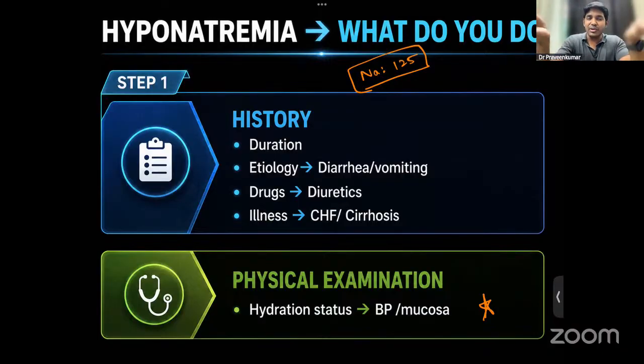So we should be very good at assessing the hydration status. Just go and check the mucosa, whether the mucosa is wet or dry. Dry means dehydration, that's all. And check the BP. If BP is low, the patient is in a state of hypovolemia. If the BP is normal, it is euvolemia. If the BP is high, we definitely know it is not hypovolemia. We can't call it hypervolemia, but it is definitely not hypovolemia. So this is what we are trying to get from physical examination, mainly BP and checking the mucosa.